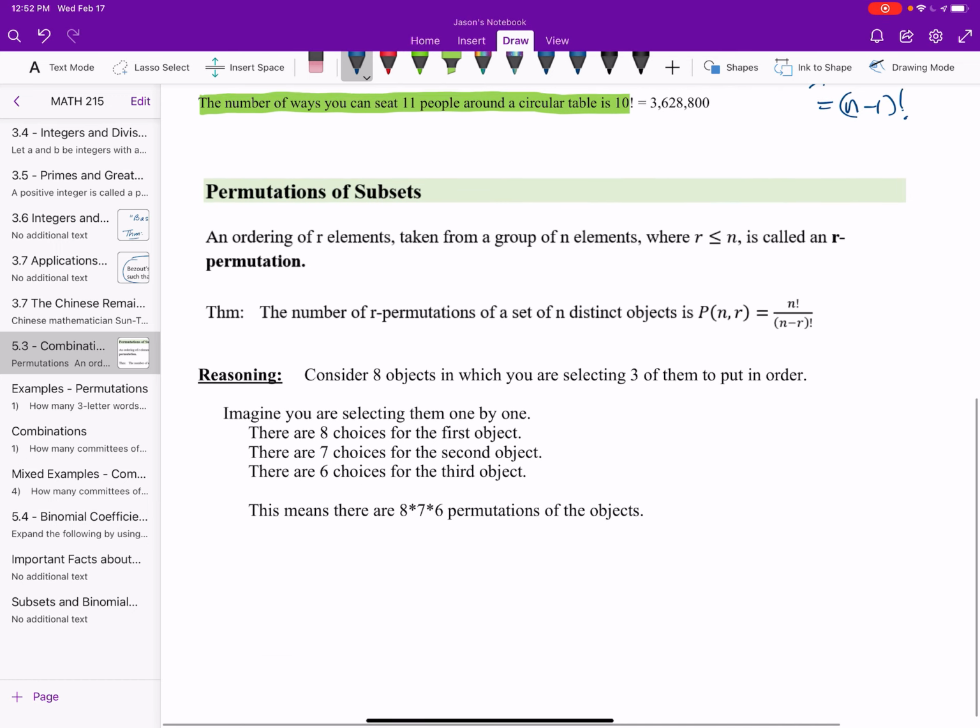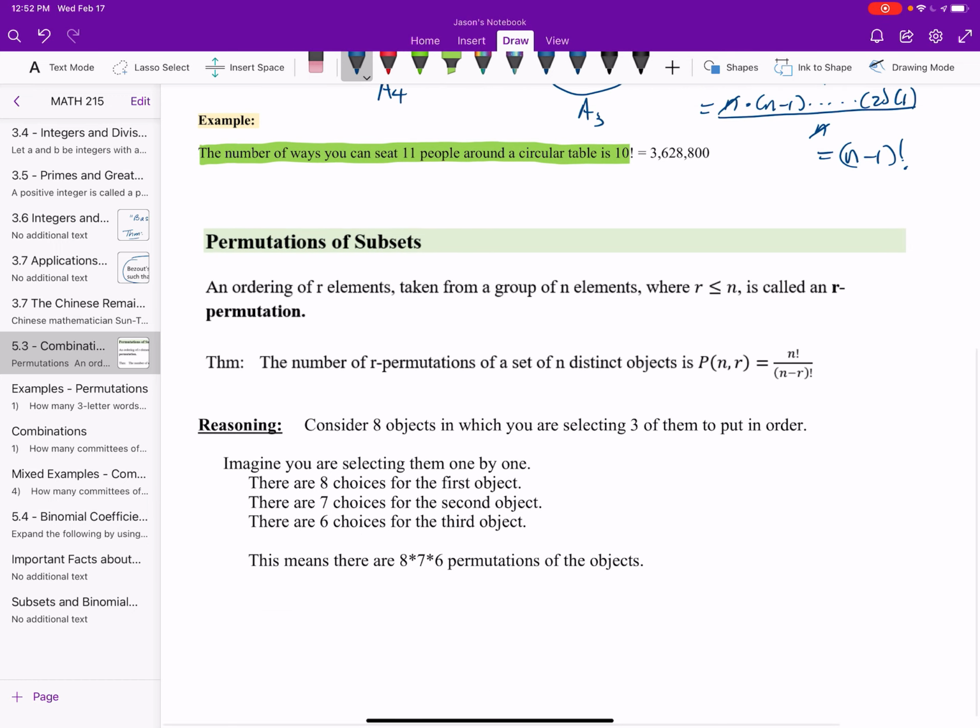Okay. So the real deal here is permutations of subsets. Looking at this definition here, an ordering of R elements taken from a group of N elements. Let's say that this is your group of N elements, and I'm just going to draw a bunch of different dots to represent the different elements. And let's say I want to grab a subset of them, a smaller group. Notice that the inequality says that R is less than or equal to N. This is called an R permutation.